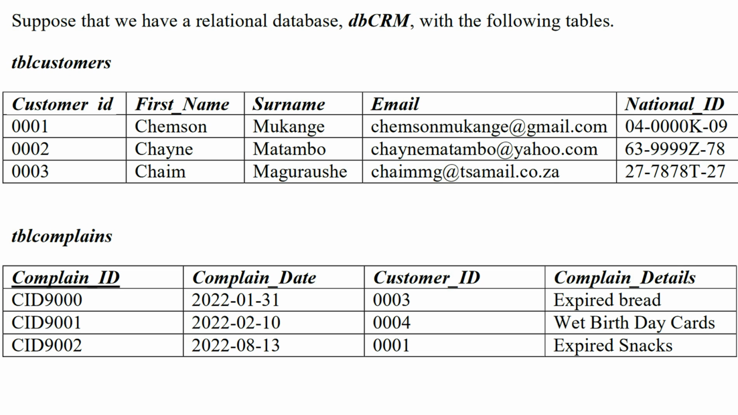So the first column that we have identified as one that can be used as a primary key is customer ID. Now we are adding it to the list of our candidate keys. So we have one candidate key. Then we go to the next one, which is surname. Can we have one surname? We may have two people from the same family. Therefore, we can have Mukange or Matambo or Maguraushe repeated. Therefore, we cannot have surname as our primary key. So it's not added to our list of candidate keys.